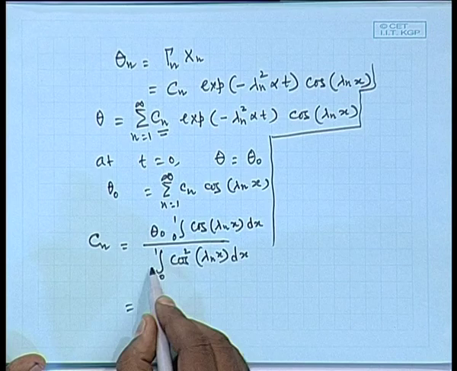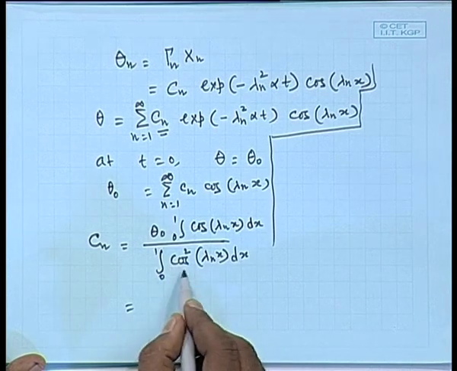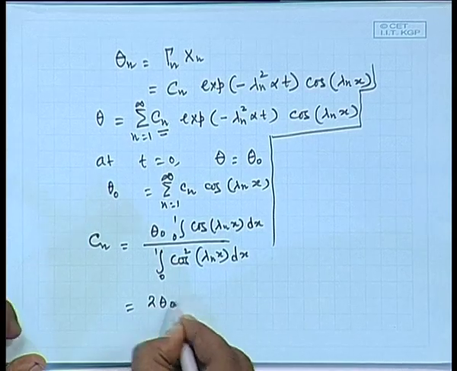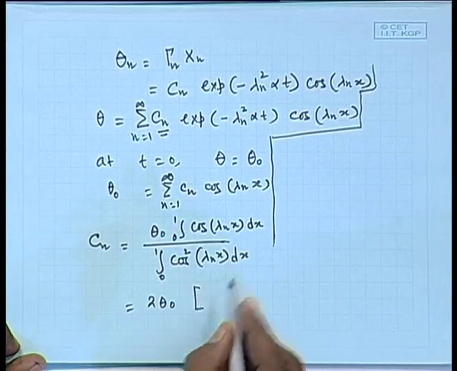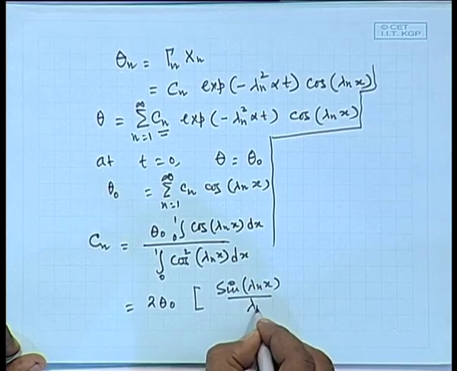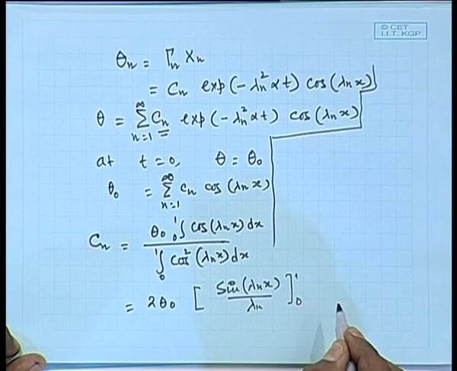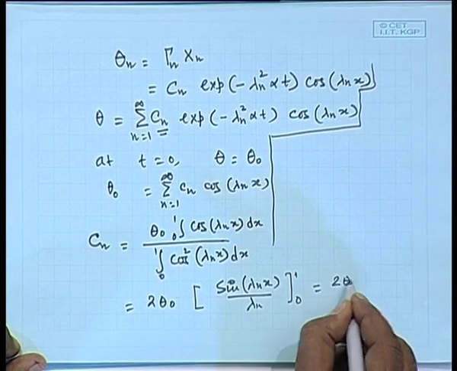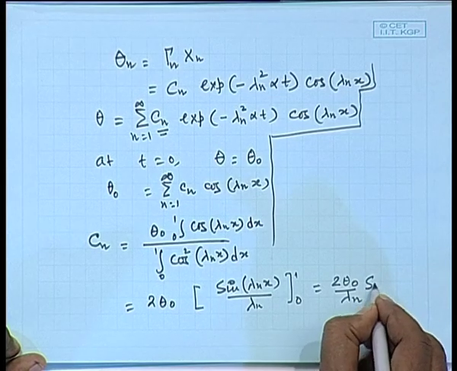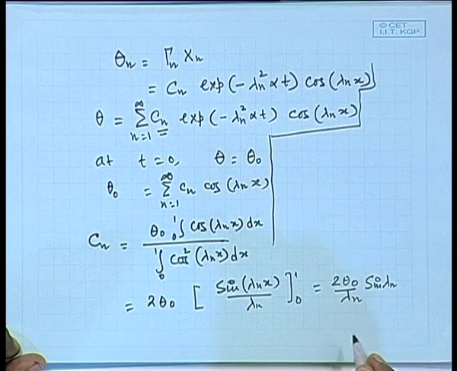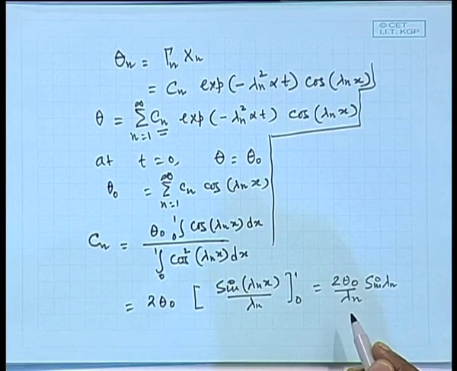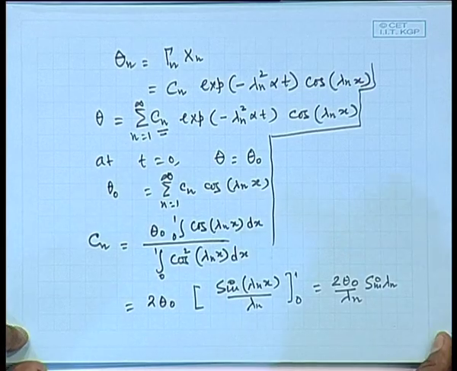So, the integration of the denominator will be half, right. It will be 2 theta 0 cosine lambda n x. So, the integration is sin lambda n x divided by lambda n from 0 to 1. This becomes 2 theta 0 by lambda n sin lambda n minus sin 0, which is 0. So, this will be the value of Cn.